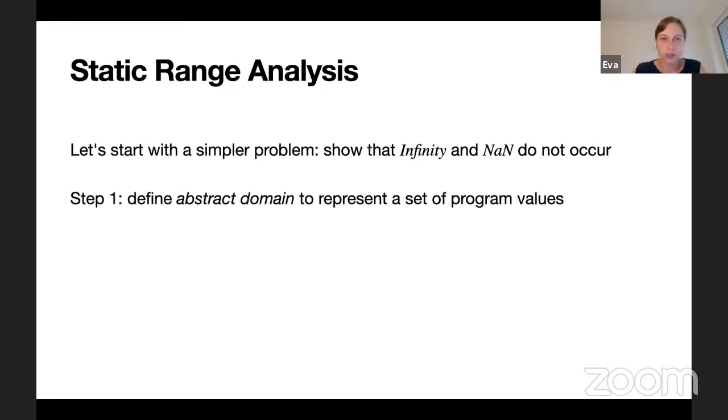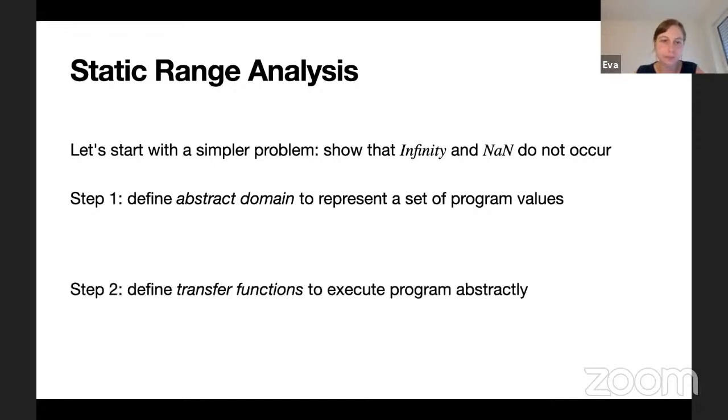So the way we're going to do this range analysis is we will first define an abstract domain that will allow us to represent a set of program values. So we don't have to execute the program on each concrete individual value individually. And then in the second step, we will define transfer functions that will define how these abstract elements that represent the program values propagate throughout the program. So we'll essentially execute the program abstractly on just the individual abstract domains and not on individual program inputs.